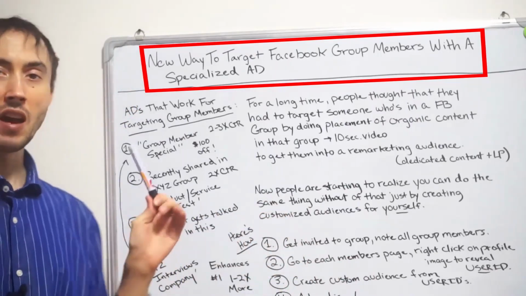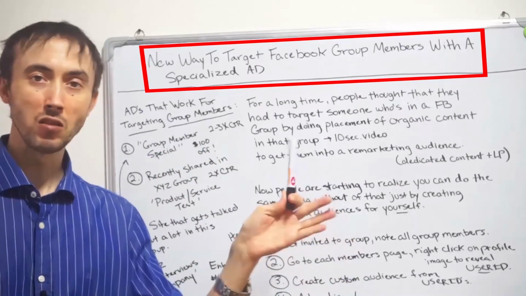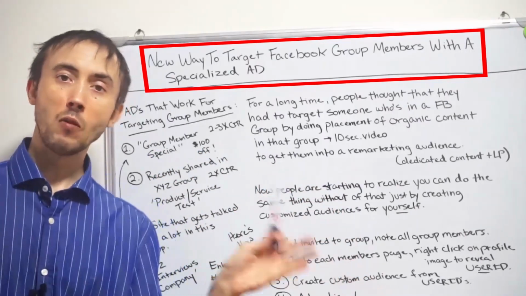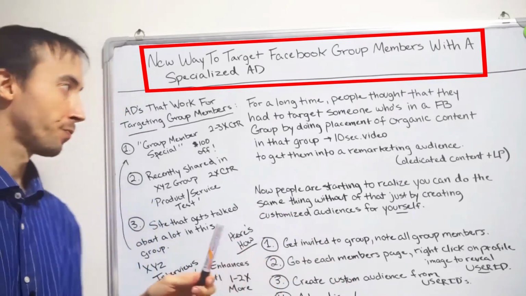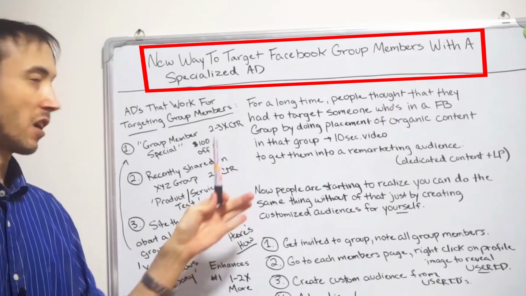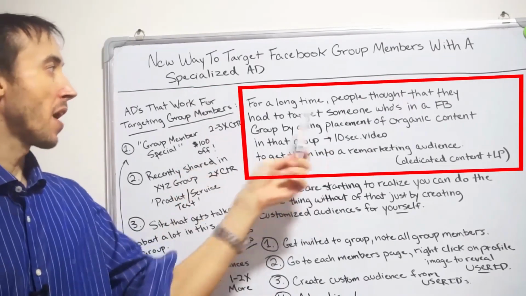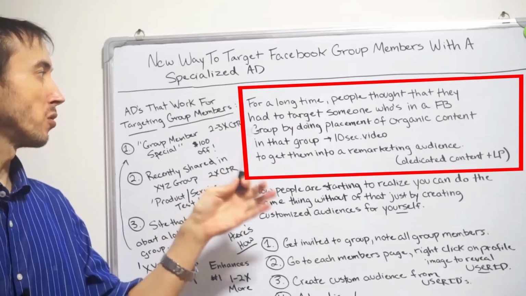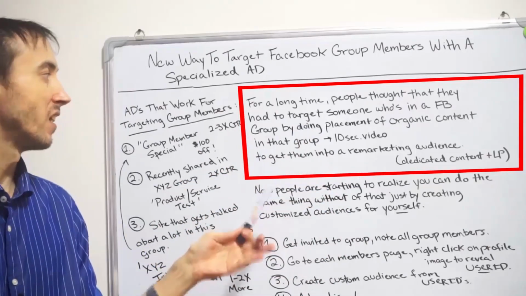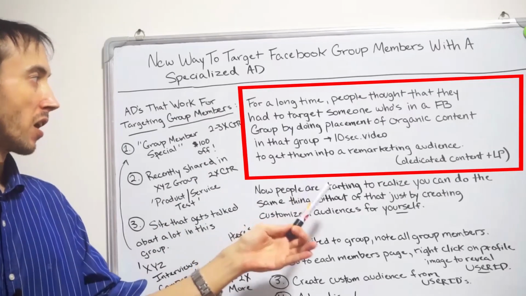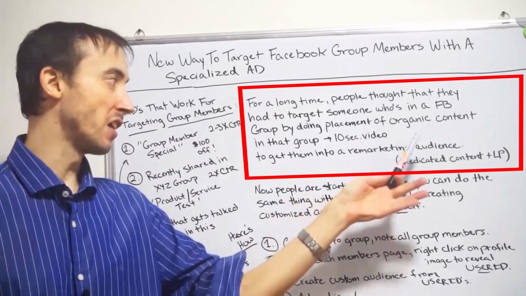So anyway, as usual in my videos, I'm going to go through a quick background here before I get into how to do this strategy and then the results that you can expect with it. But it'll just take a moment, so we'll run through that right quick. For a long time, people thought that they had to target someone who's in a Facebook group by placing organic content in that group, i.e. like a 10-second video, to get them into a remarketing audience.